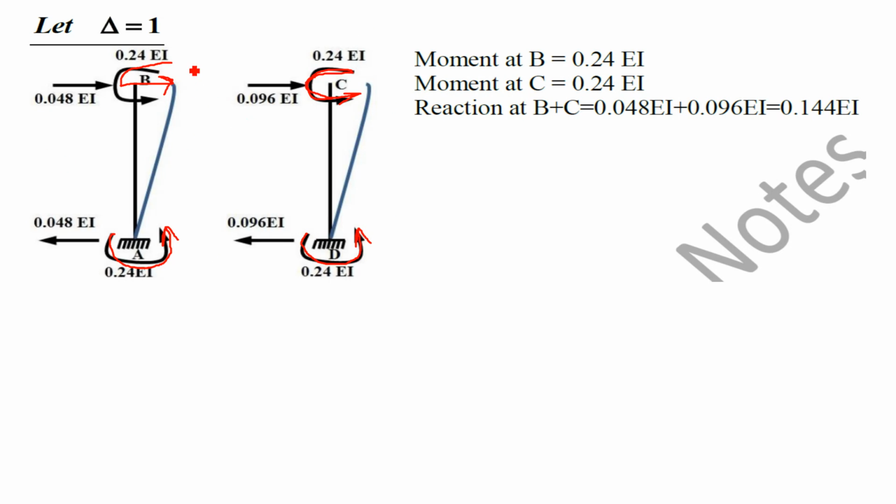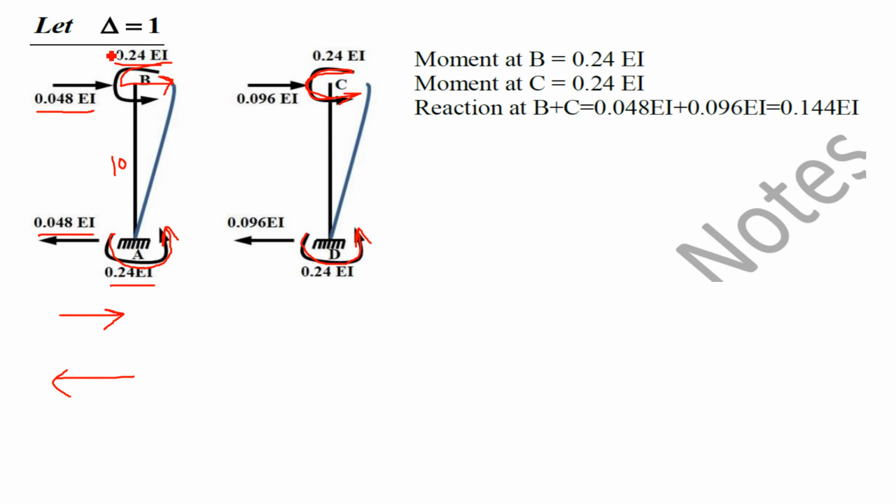Now how to find out the reaction? Sum of moment divided by span. 0.24 EI plus 0.24 EI is 0.48 EI, divided by the span of 10 meter, so this reaction is 0.048 EI. Both the moments are anti-clockwise, so the sum of these two moments will be positive. If the sum of moment is positive, meaning anti-clockwise, the reaction couple must be clockwise, opposite to positive. So top towards right and bottom towards left, in both the columns.